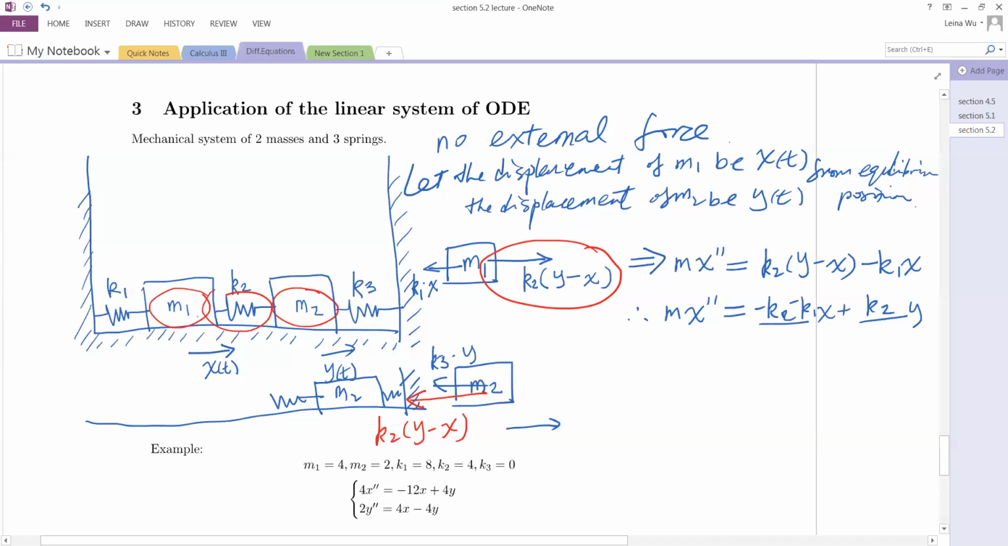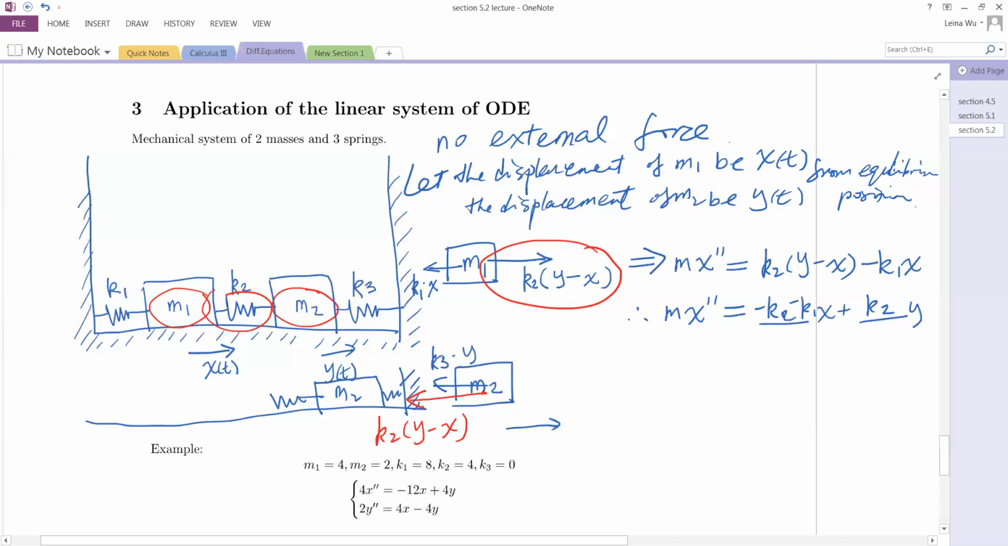We said this K2 spring has moved partly to the right by y, and then the mass M1 also moved to the right by x. Therefore, the total, or so-called net displacement for spring number 2 would be y minus x. Make sense to you? Yeah, it does. Okay, great.